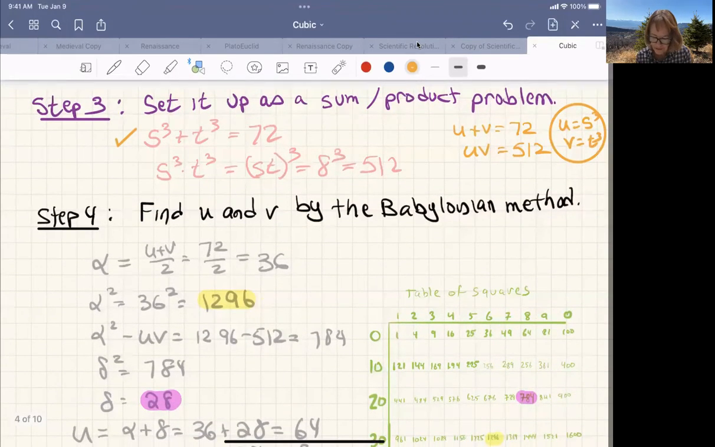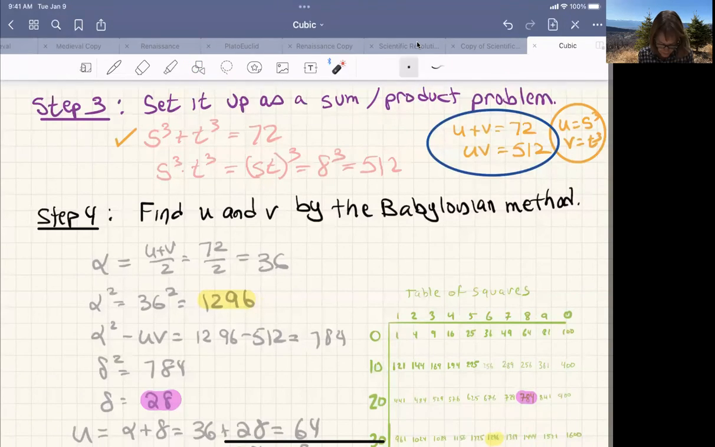So now we have a sum and product problem. So here it is. The sum of two numbers is 72. The product of those same two numbers is 512. So alpha, remember, was the average of those two numbers, which is the sum divided by 2. The sum was 72. Divided by 2 is 36.